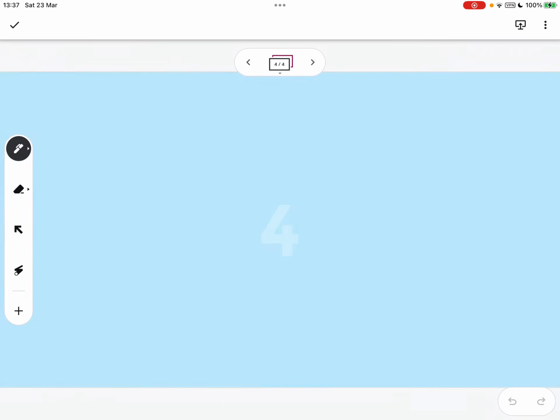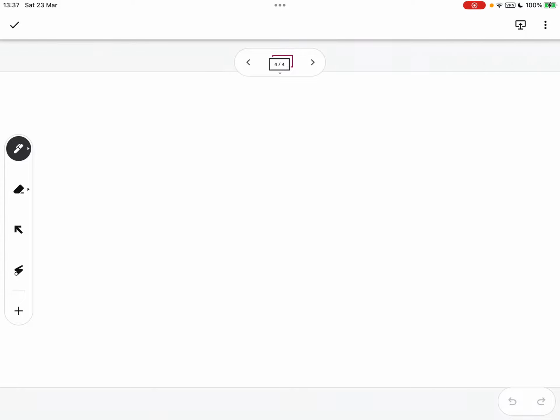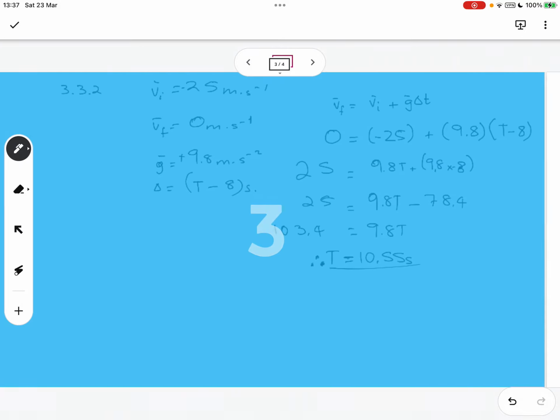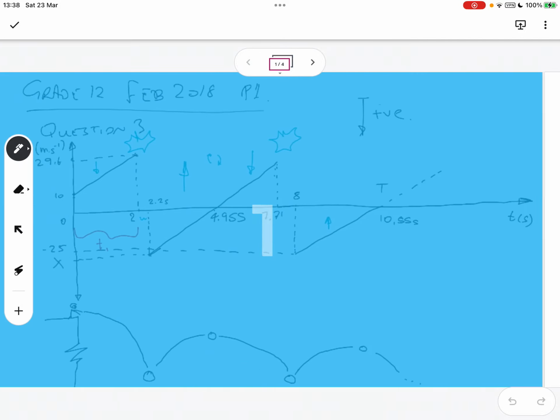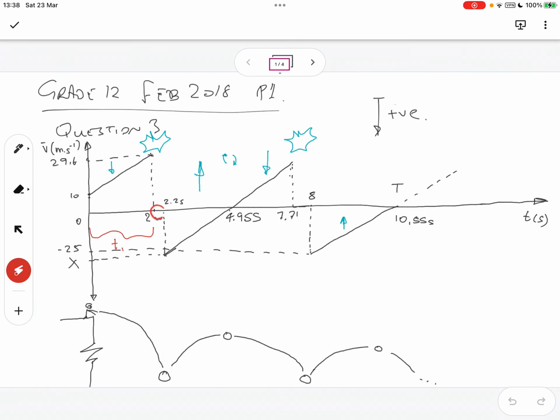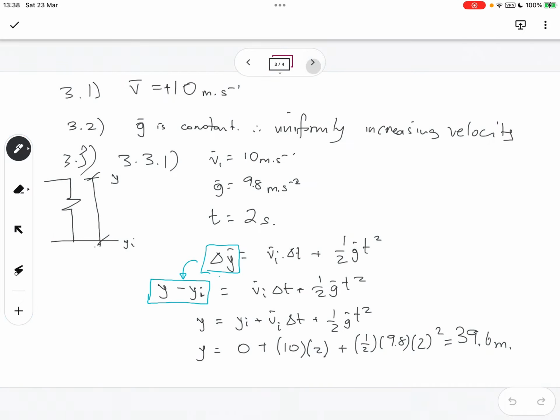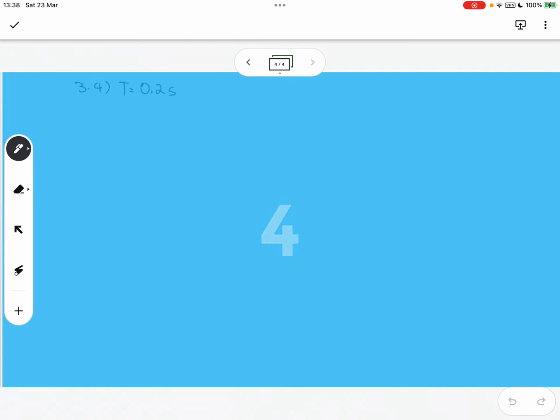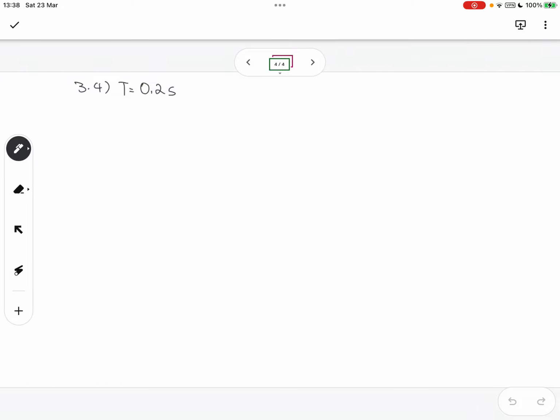Okay, so yeah, 3.4. The time that the ball is in contact with the ground in the first bounce is 0.2 seconds, and we can read that off the graph as this space here.